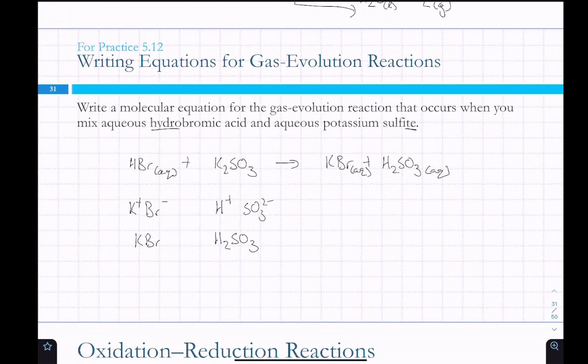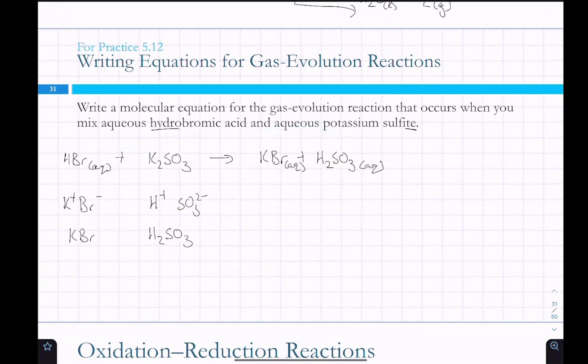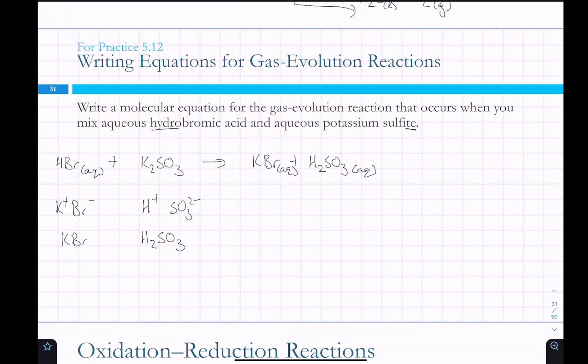And this is where you need to remember that H2SO3 is not stable, just like carbonic acid is not. Sulfurous acid isn't. I'm going to do this the other way. So we can say, okay, KBr is still going to be around. That's going to be aqueous. But now our H2SO3 is going to break down into H2O, which is a liquid, plus SO2 gas.